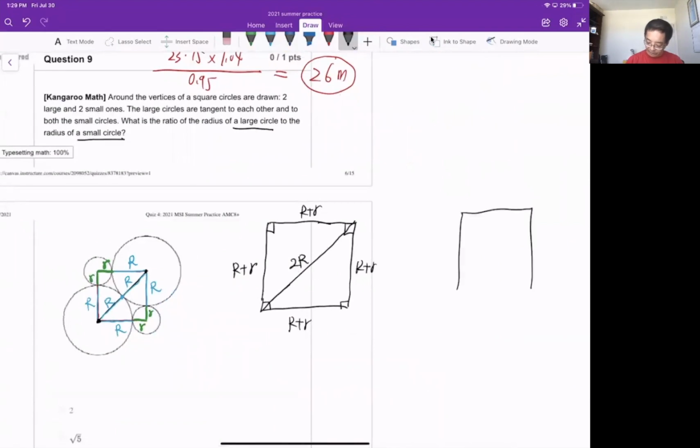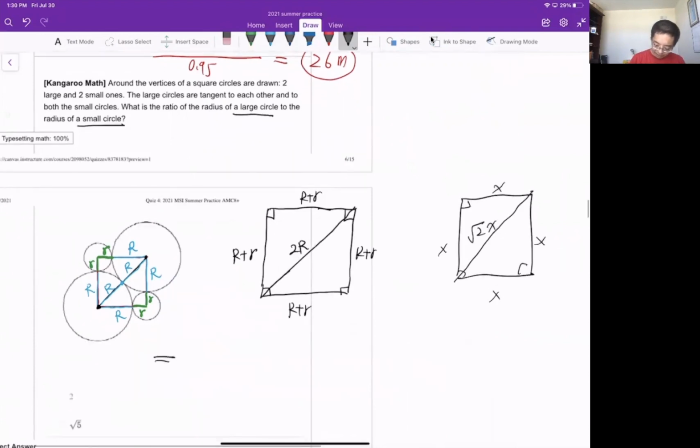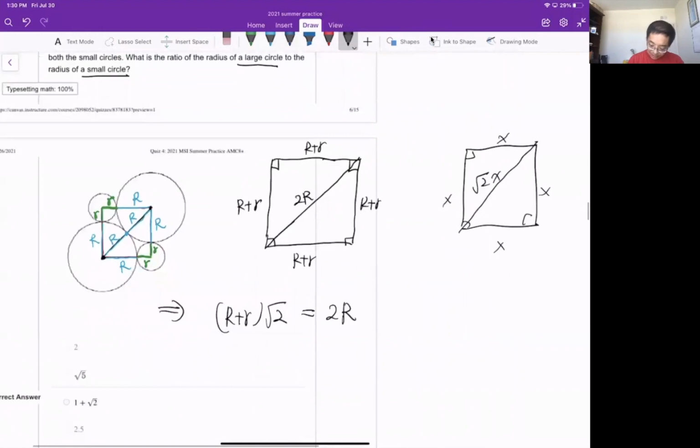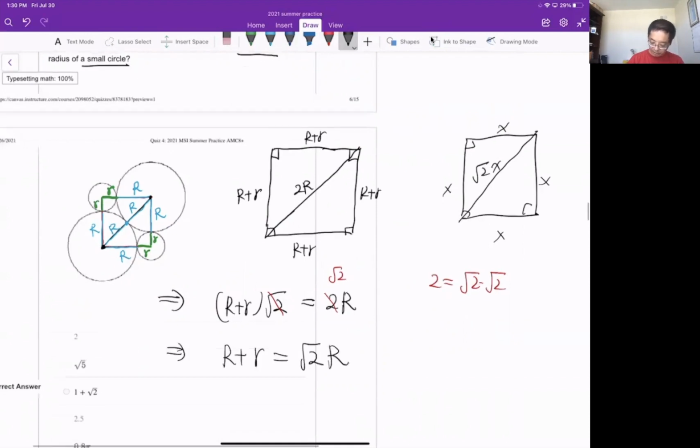Now we know the ratio between the side length and the diagonal of a square. If I have a square with side x, then the diagonal by the Pythagorean theorem is the square root of 2 times x. So from here we get R plus r times the square root of 2, which is twice R, that is the diameter. Let's do some algebra. We cancel the square root of 2 on both sides. Recall 2 is just square root 2 times square root 2, so we get square root 2. Then we get R plus r equals the square root of 2 times R.